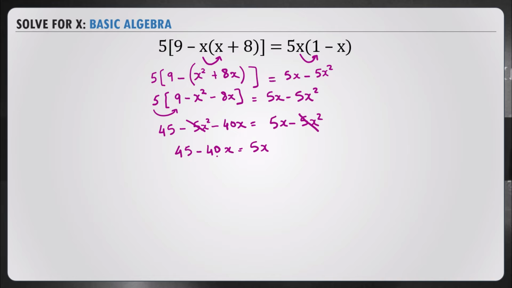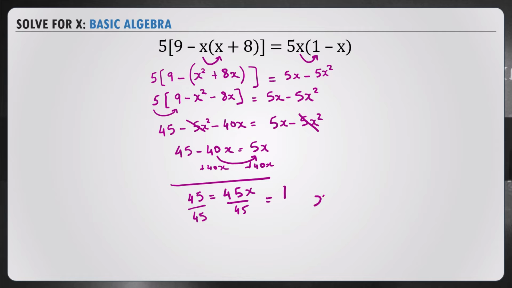Then we take the 40x to this side of the equation. Basically, we add 40x on both sides. We are left with 45 is equal to 45x, divided by 45. This is easy, it gives me 1. So x is equal to 1. This was just basic algebra.